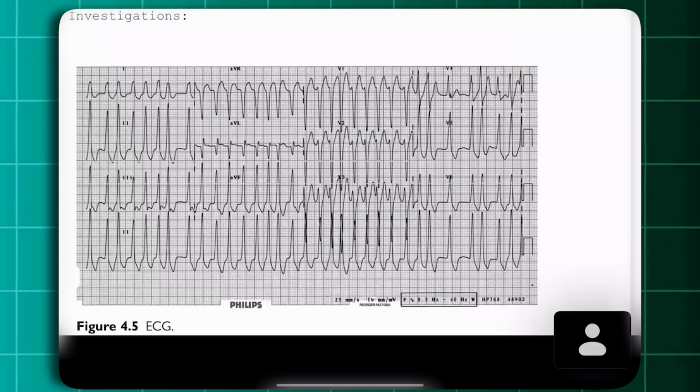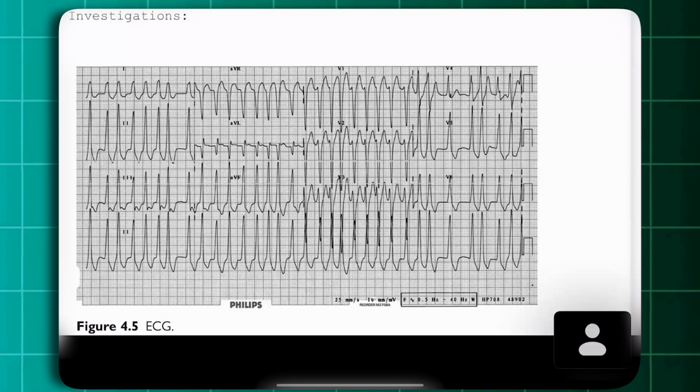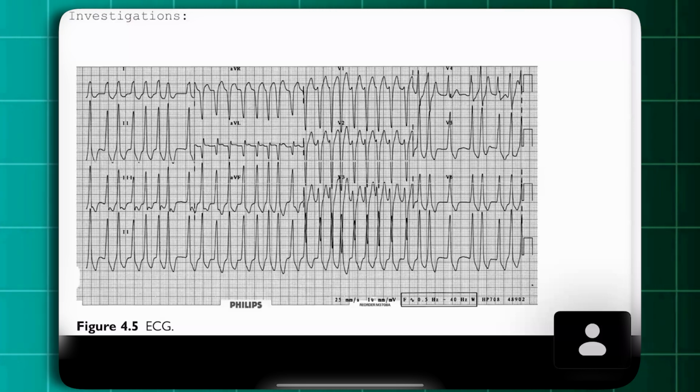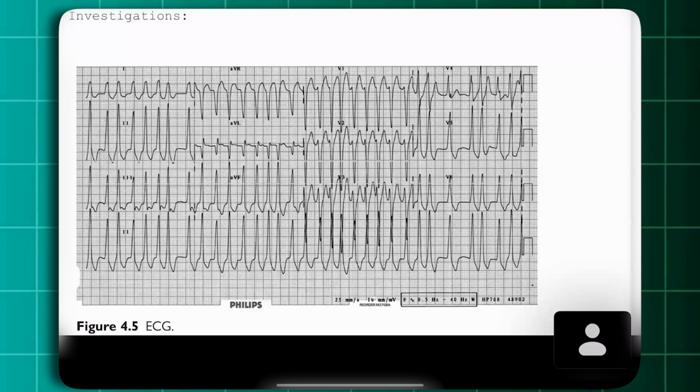Okay. I think the ECG is a straightforward diagnosis. Can somebody tell me the diagnosis on the basis of the ECG? Write it in the chat box while I share the options.